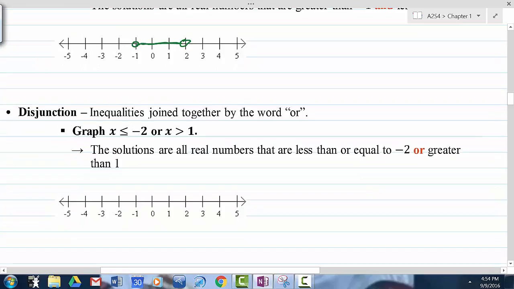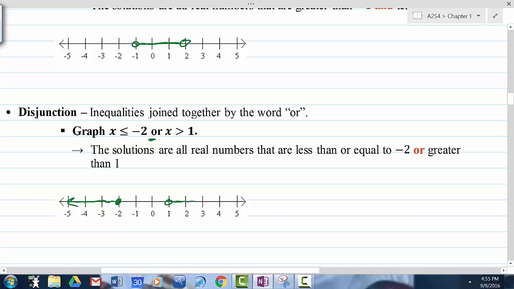A disjunction pretty much is joined together by the word or. You're talking about all the numbers that can fulfill or satisfy either of these conditions. One condition, x has to be less than -2. Second condition, it has to be greater than 1. And we're trying to find out where those numbers have to be. What numbers am I talking about? All the numbers that are less than -2, all the numbers that can go from here on, or all the numbers that are greater than 1.